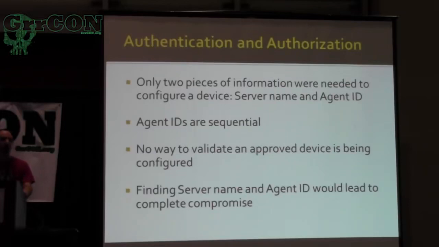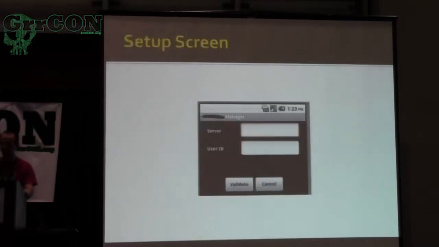So I thought, okay, that's a pretty good way to start. Let's see if we can compromise the server name and the agent ID somehow. This was what the setup screen looked like. You would just input the server and input the user ID and hit validate, and then it would bring you to the screen to enter a password.